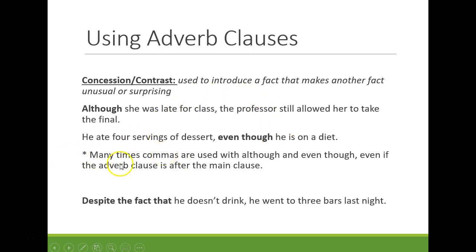Now notice that here it says, many times commas are used with although and even though, even if the adverb clause comes after the main clause. So here, it's an exception, right, with although and even though we might use a comma here. Here's another example. Despite the fact that he doesn't drink, he went to 3 bars last night. Again, another surprise or contrast.